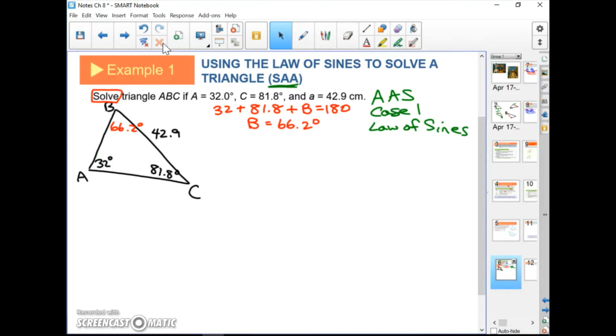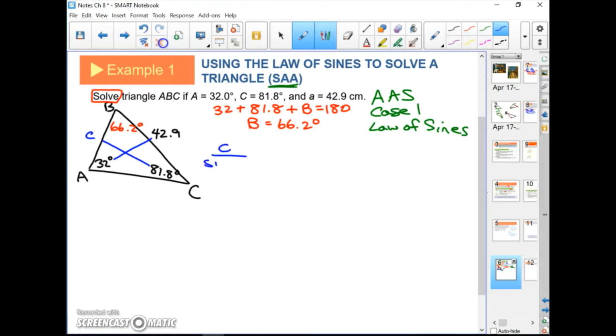Anyway, I've got that first angle. That was pretty easy. Coming up with the other two sides, though, is where I'm going to have to use that law of sines. So I would want to use these two, and then let's say I want to find side C. I would use that 81.8. Okay, so let's find side C first.